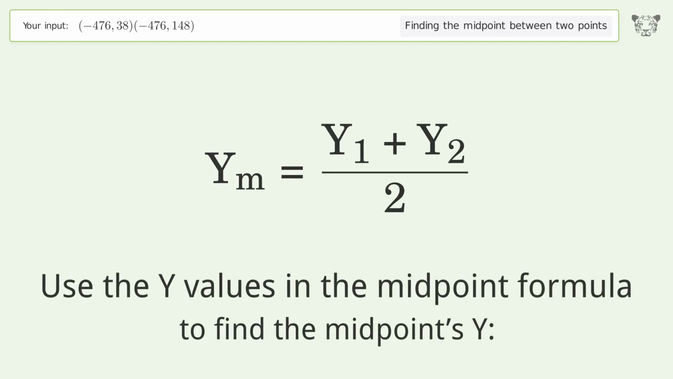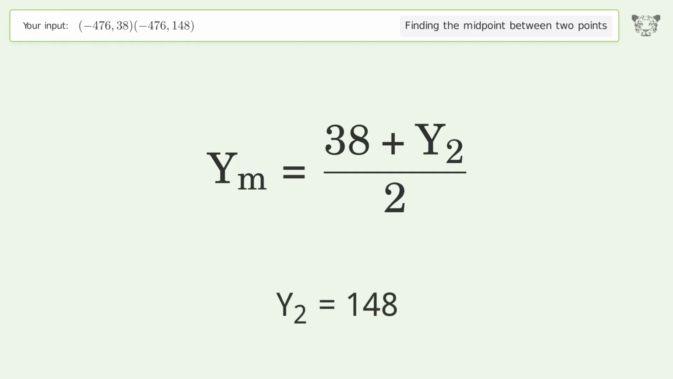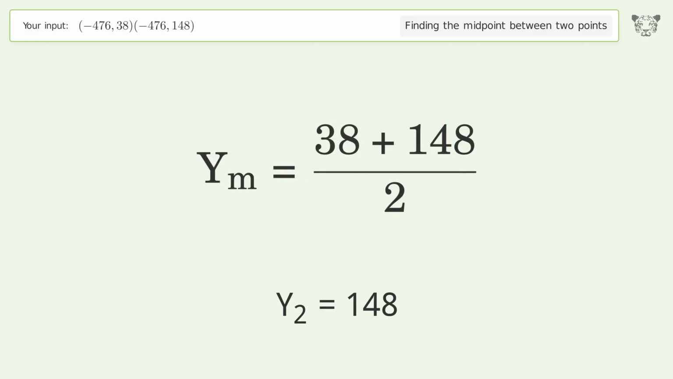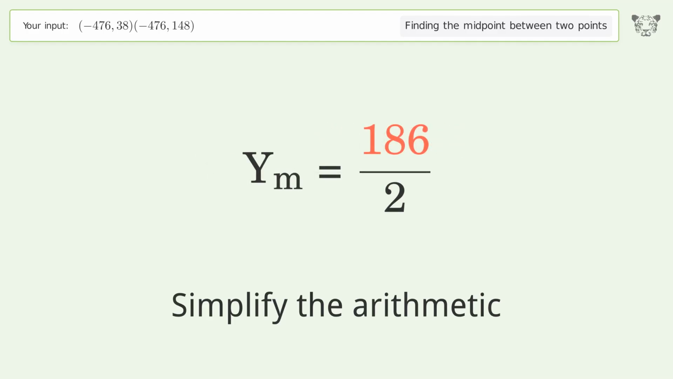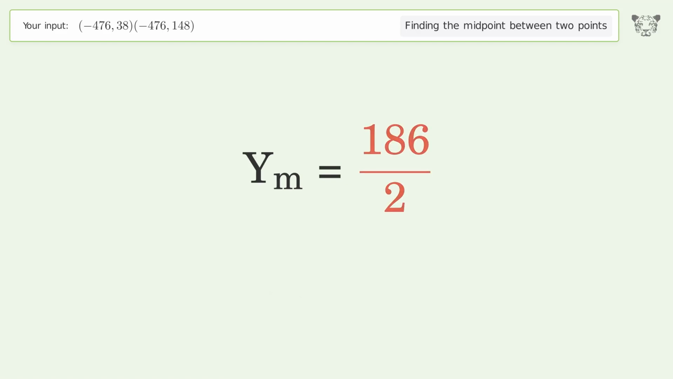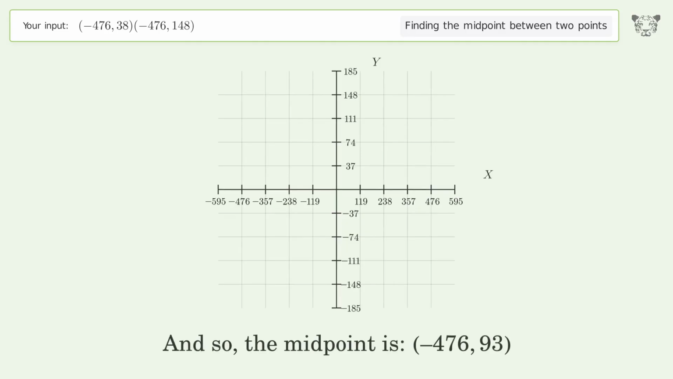Use the y values in the midpoint formula to find the midpoint's y. y1 equals 38. y2 equals 148. Simplify the arithmetic. And so, the midpoint is negative 476,93.